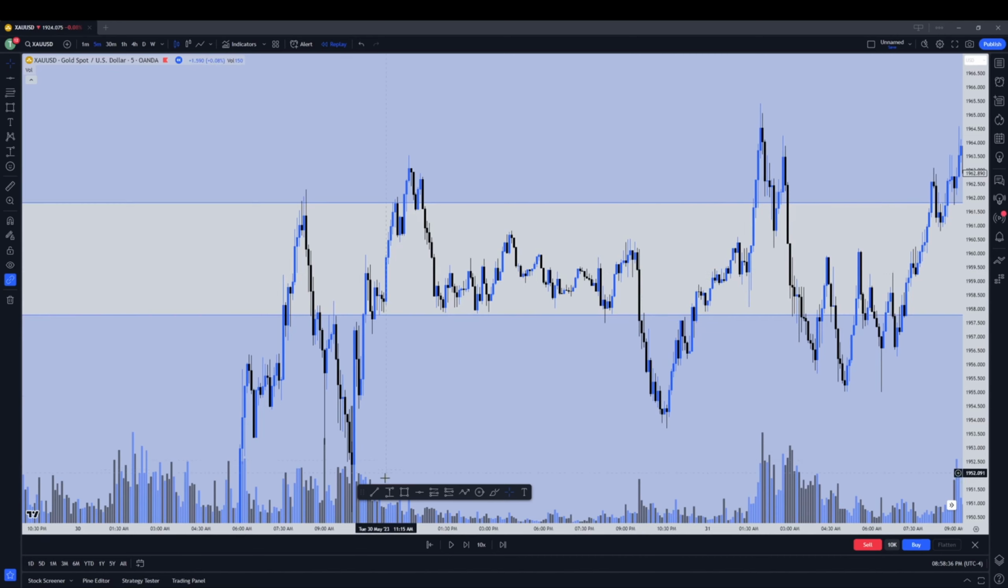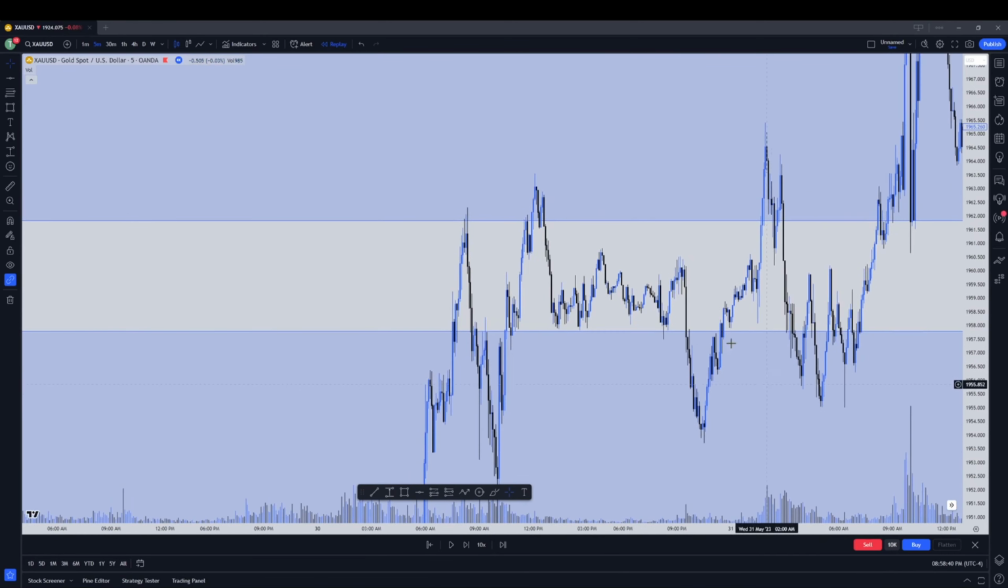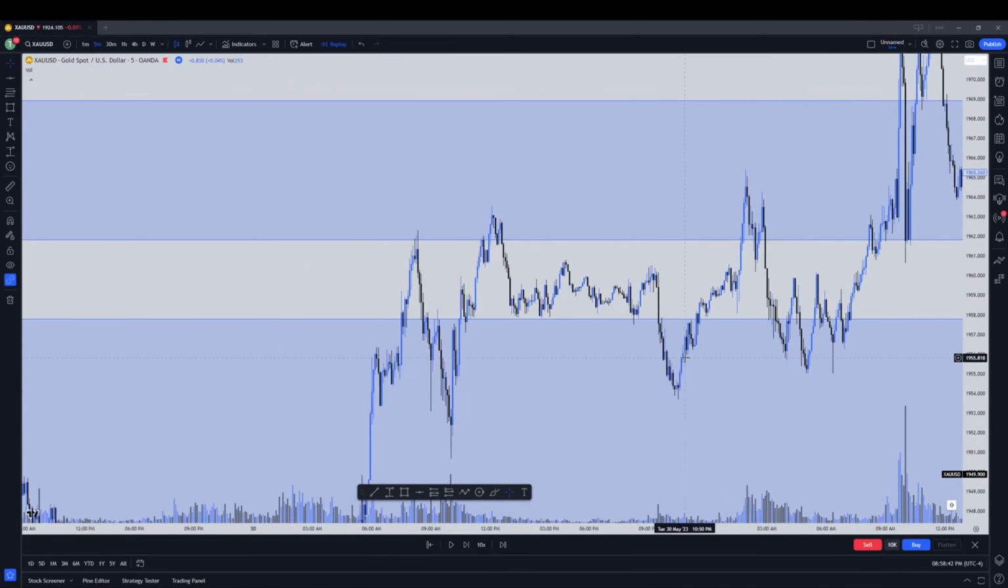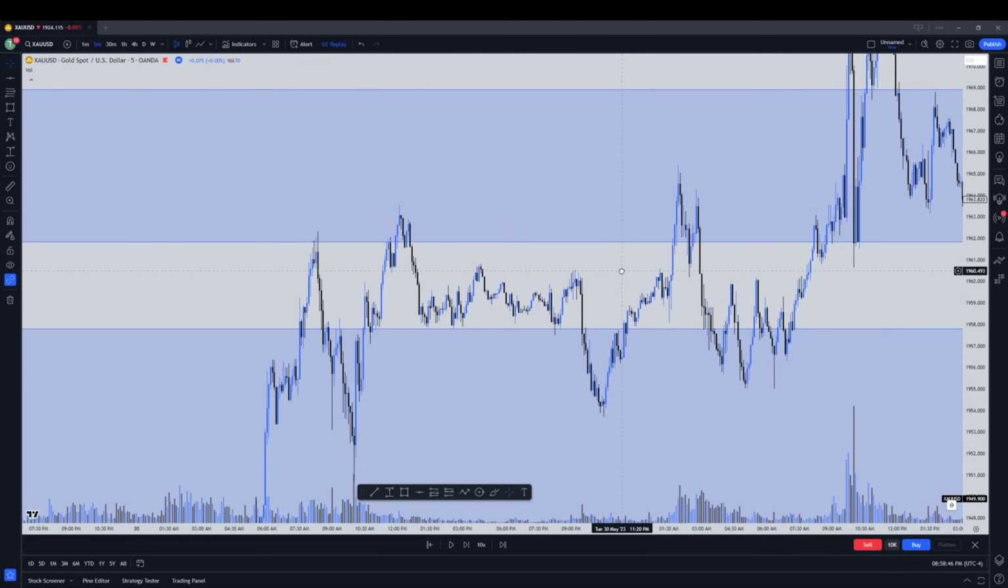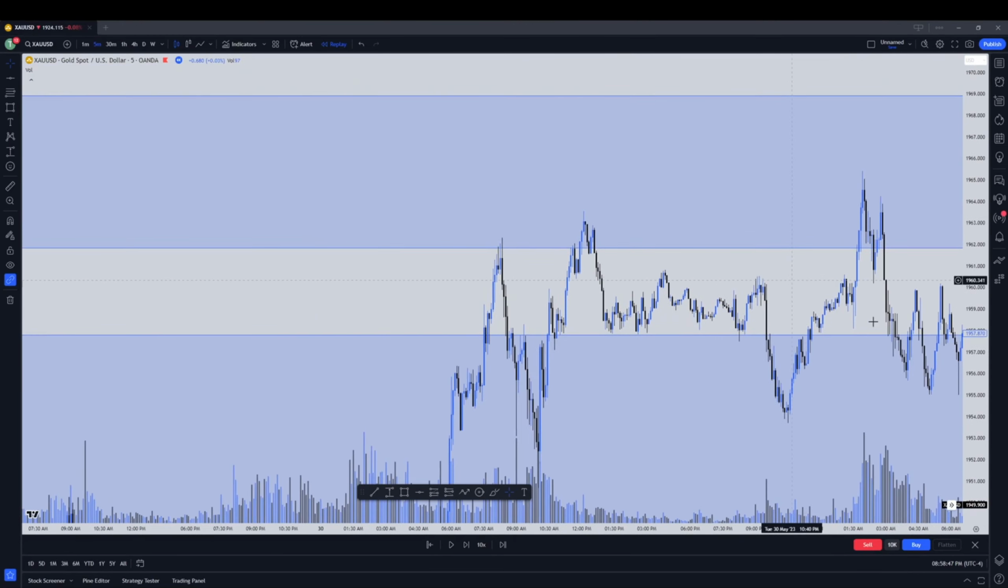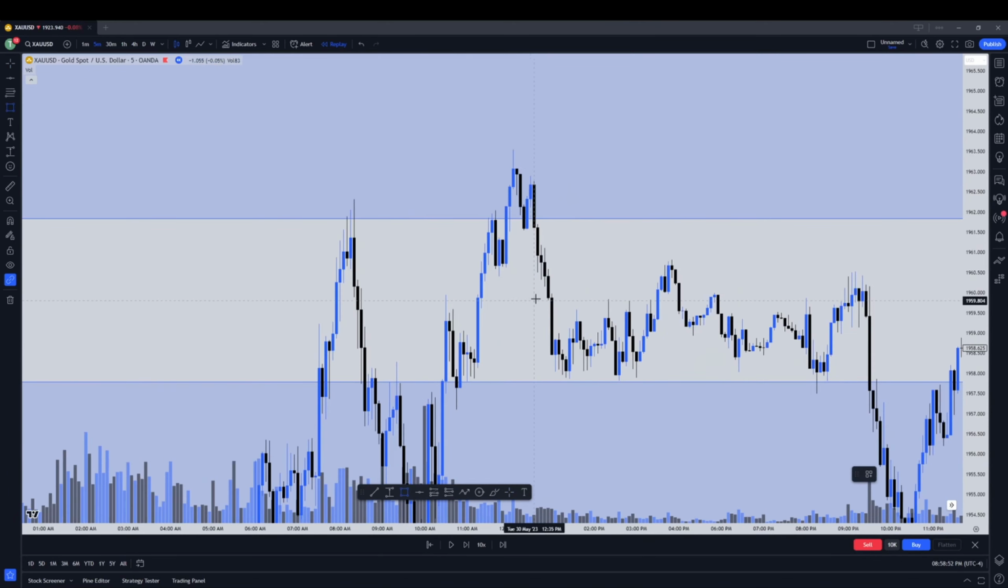The reason why is, first of all, we need a strong move. This isn't an insanely strong move. Yes, this is still a solid move, but I would say look for gaps that are very, very strong is the best way to find valid gaps. So that was probably a bad example. Let's find a better example of a gap that's just bad. This is not a good fair value gap right here.